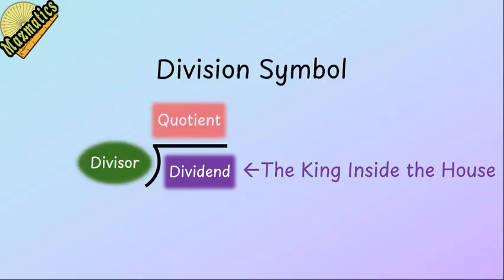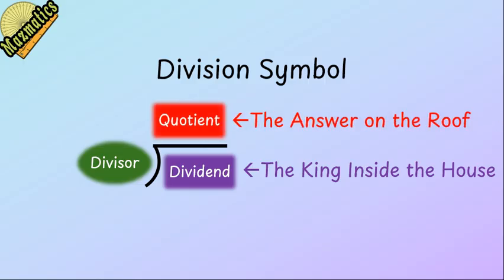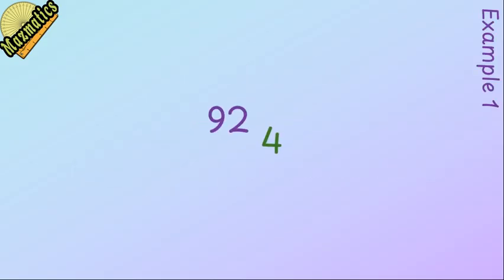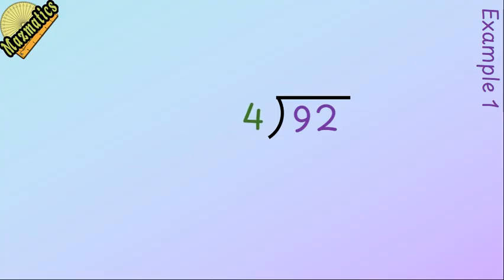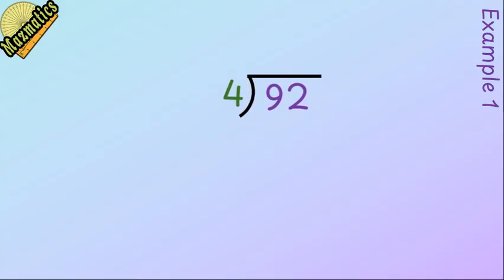Quotient. The answer on the roof. The third area is up on top of the horizontal line. This is where our answer goes. The math term is the quotient. So, if we have 92 divided by 4, put 92 inside the house, put 4 outside the gate. Now we are ready to solve.